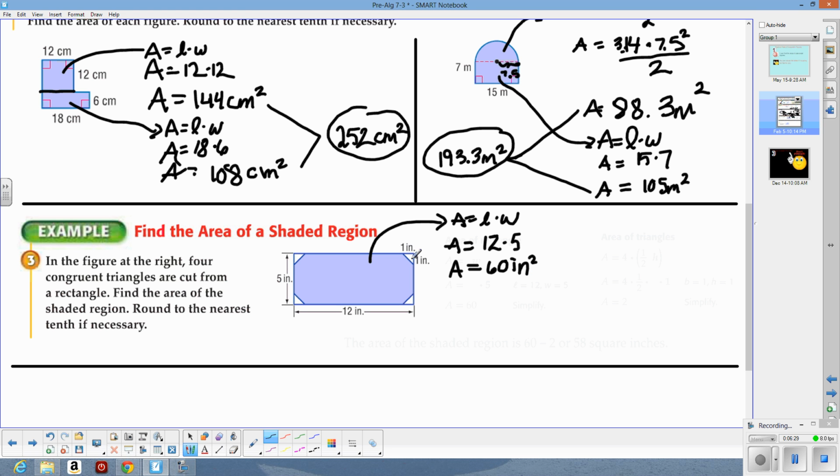Now let's figure out the area of one of these little triangles. Triangle, remember, is base times height divided by 2. So base times height divided by 2. The base and height, both of those dimensions, are 1. So area equals 1 times 1 divided by 2. 1 times 1 is 1. And then 1 divided by 2 is 0.5 or 1/2.